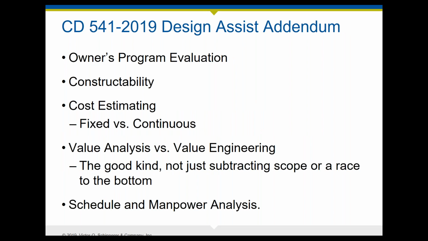The ConsensusDocs did publish, I think, the very first design assist document. It's called the Design Assist Addendum, CD 541. It was just published this year. And it provides some real guidance to the design assist process on how the owner's program is going to be evaluated, on how you look at constructability of a project, on whether you do cost estimating at fixed points during the design process, or if the parties doing design assist are in there continuously updating the cost estimate.